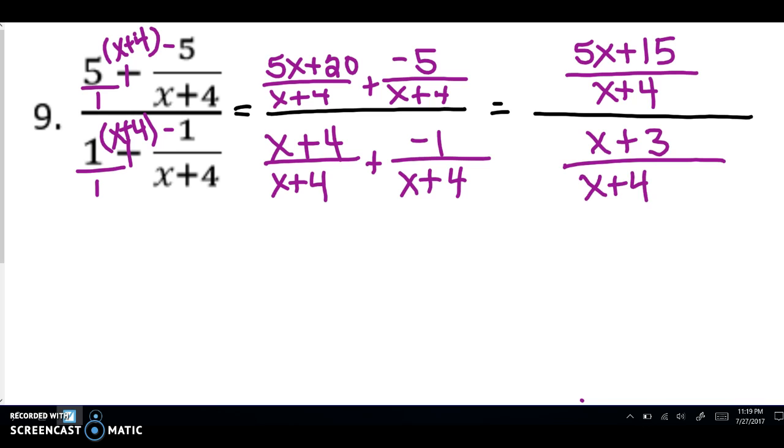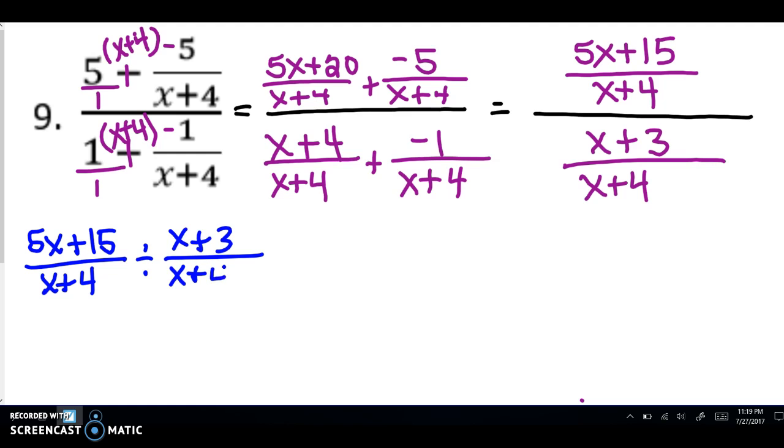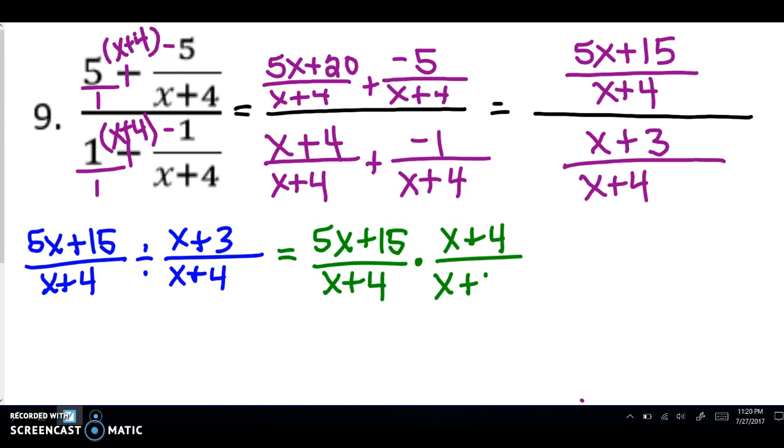All right, now we know that we can rewrite this thing as a division problem. So I have 5x plus 15 over x plus 4 divided by x plus 3 over x plus 4. Now again, we know that division means multiply by the reciprocal, so we can rewrite this: 5x plus 15 over x plus 4 times x plus 4 over x plus 3.